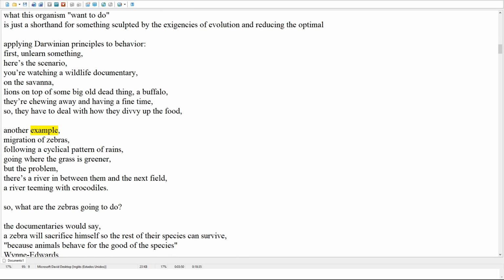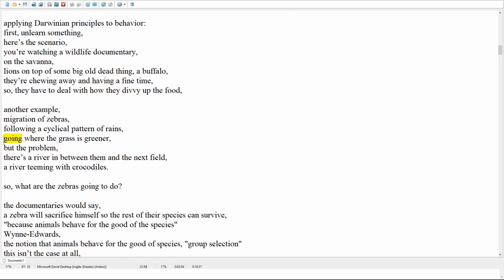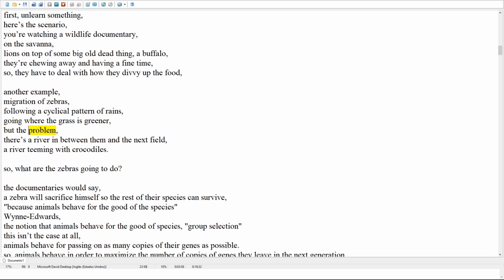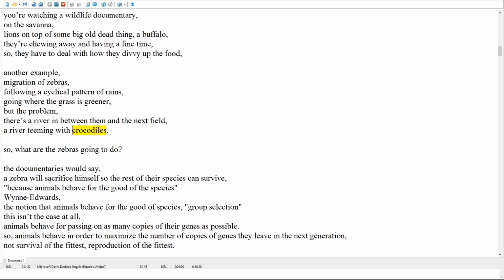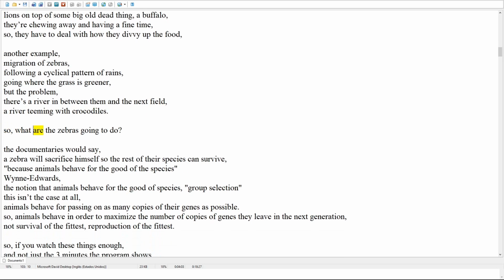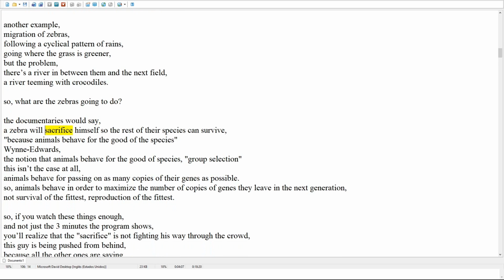Another example: the migration of zebras, following a cyclical pattern of rains, going where the grass is greener. But here's the problem. There's a river in between them and the next field, a river teeming with crocodiles. So, what are the zebras going to do? The documentaries would say a zebra will sacrifice himself so the rest of his species can survive.